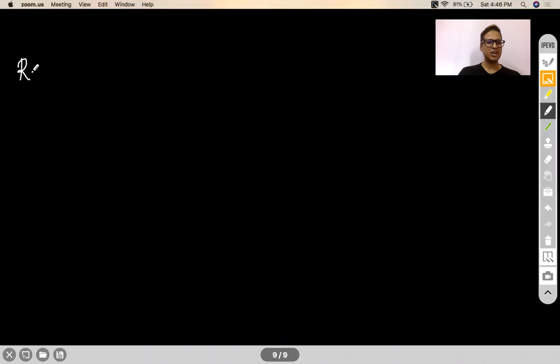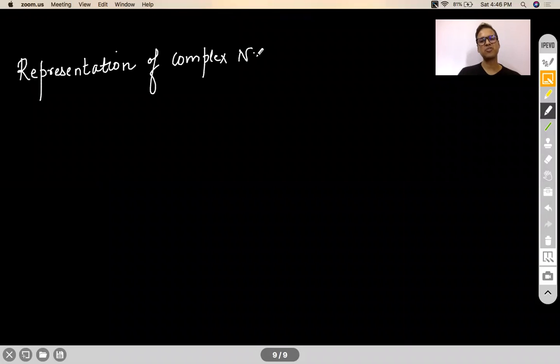Representation of complex numbers. Now, didn't we already learn that? Didn't we learn a plus bi is a representation of a complex number? Yes, it is one of the representations of complex numbers. So we'll learn two more apart from that.